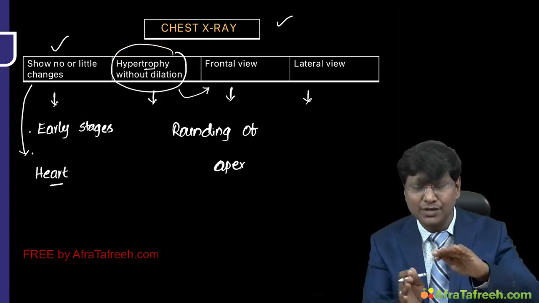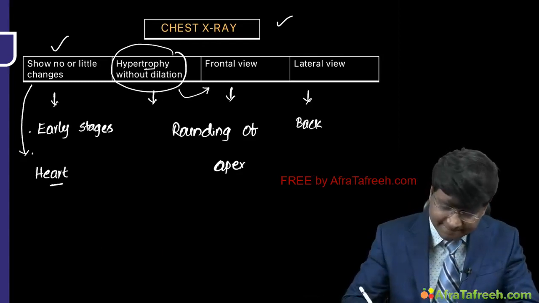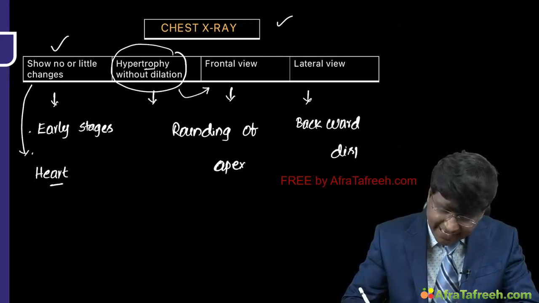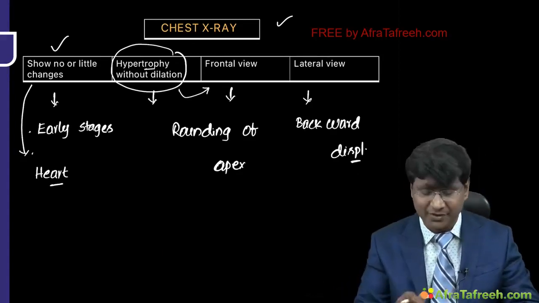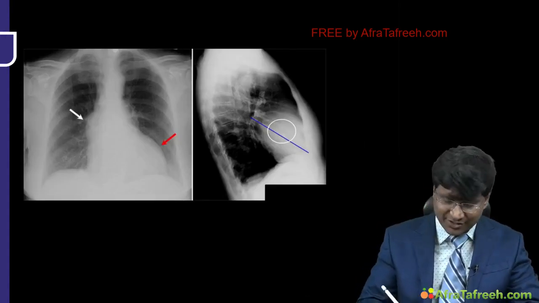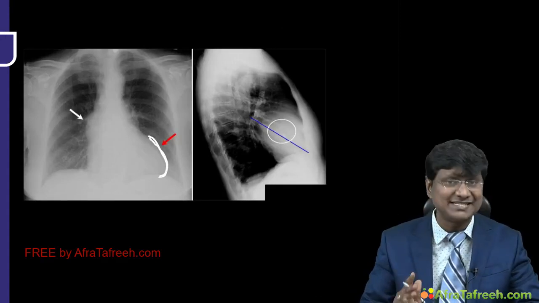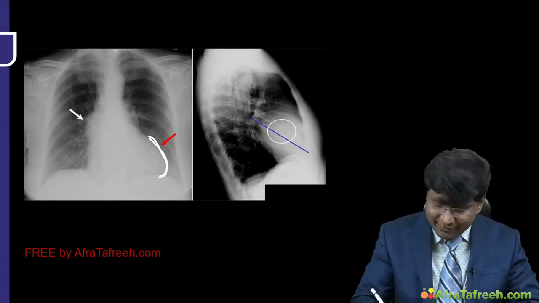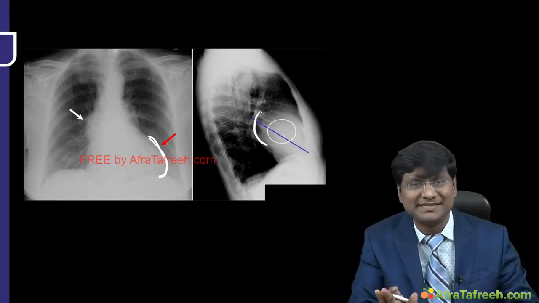Whereas in the lateral view, what is it that you will observe? In the lateral view, there will be slight backward displacement. That is what you will observe in the lateral view. Okay, so you see this particular X-ray, right? You can notice here that there is slight rounding of the cardiac apex in the frontal view, whereas in the lateral view, you can observe that there is slight backward displacement.